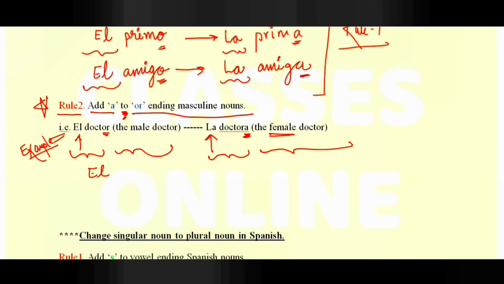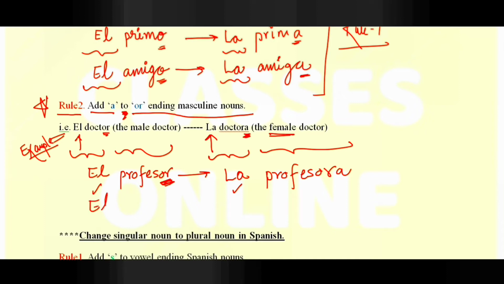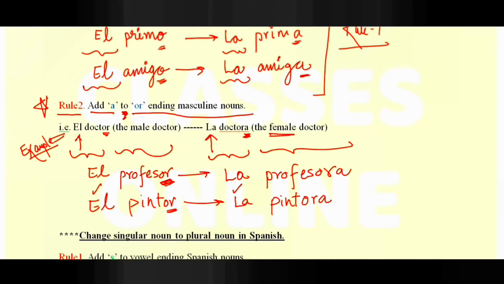Next example, El Profesor, OR ending, becomes La Profesora, add A. One more example, el pintor, OR ending, becomes la pintora, add A. El pintor is la pintora.